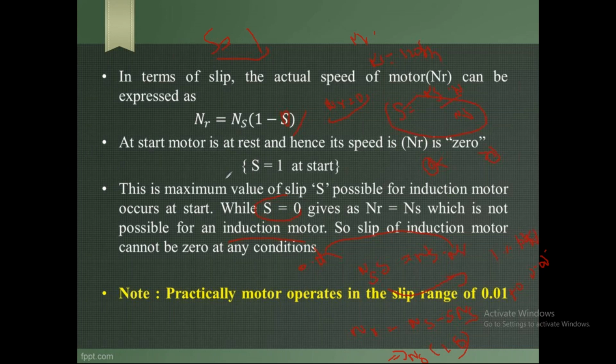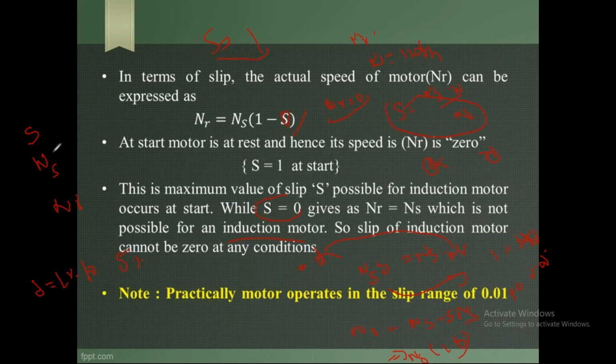Now you are clear about these three parameters: slip, NS and NR. So remember these formulas. And the slip range in an induction motor is 1% to 5%. It is also a most important range.